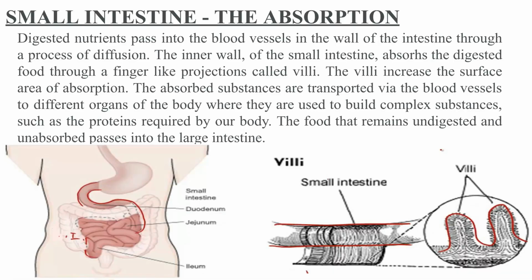Absorption occurs in the small intestine when digested nutrients pass into the blood vessels via diffusion. The inner wall is lined with villi, finger-like projections that increase the surface area for absorption, after which absorbed substances are transported to various body organs.